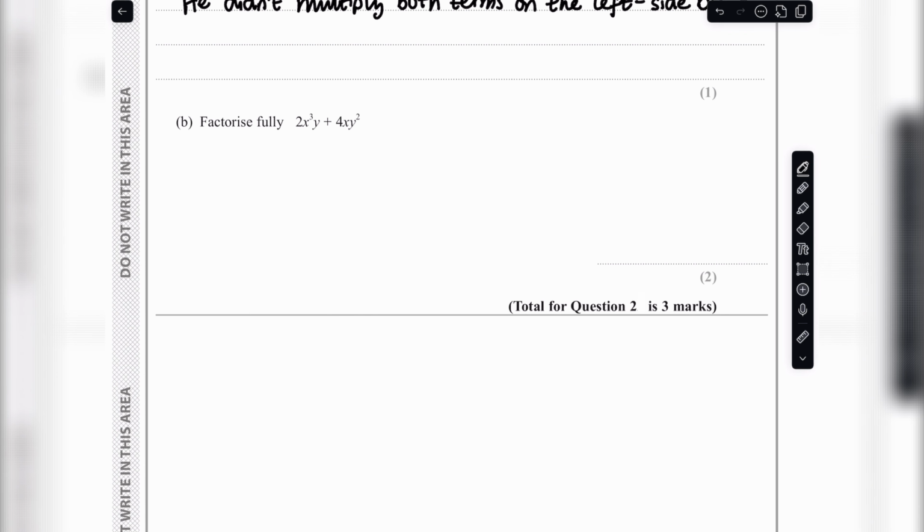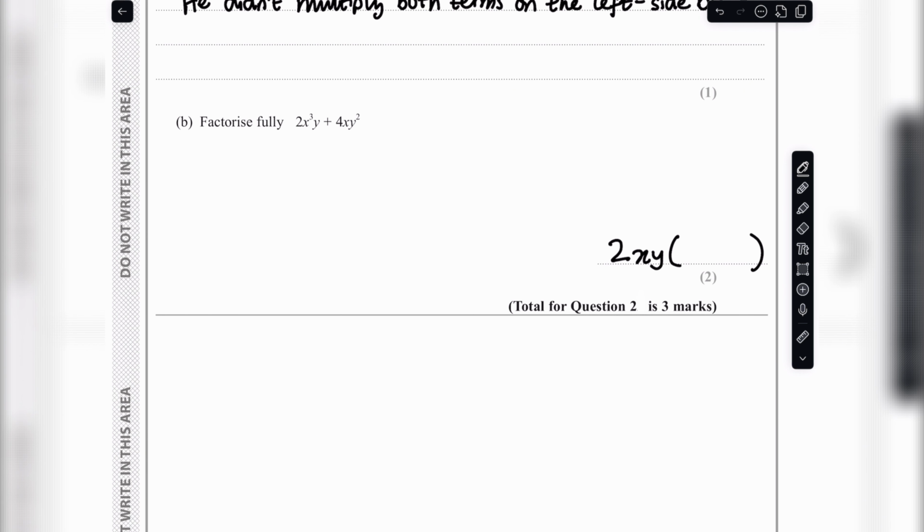In the final part of this question, we are told to factorize fully this expression. So the highest common factor of the numbers 2 and 4 is 2, so we can put the number 2 outside. And the letters x and y appear in both terms, so we can put x and y next to 2. And so to determine the terms in our brackets, we need to divide 2x³y by 2xy.